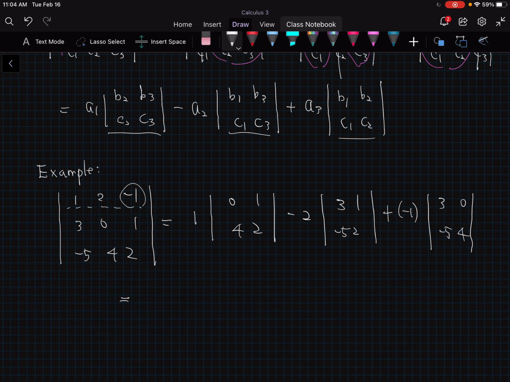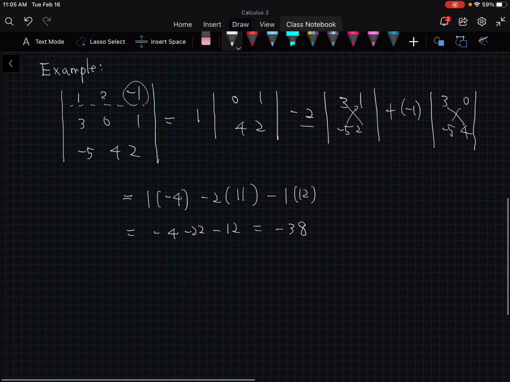So as it turned out, this will be 1 times 0 minus 4, which is minus 4. And minus 2, you have 6 minus 5, which is 11. And minus 1, you have 12 minus 0, which is 12. So you have minus 4, minus 22, and minus 12. So as a result, you have minus 38.